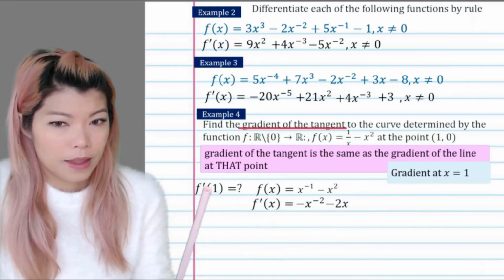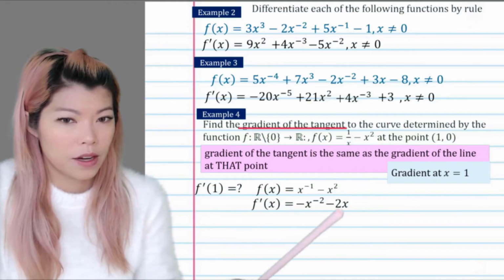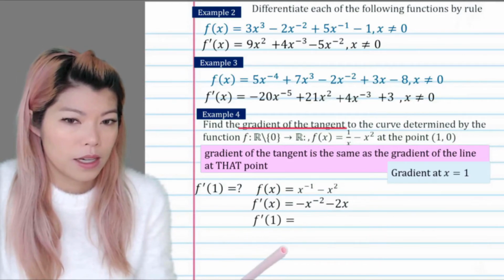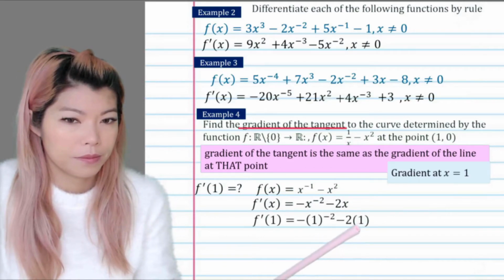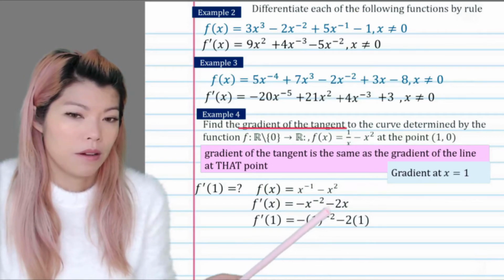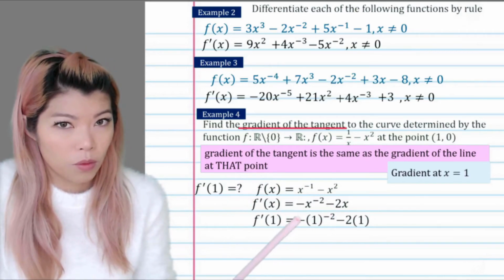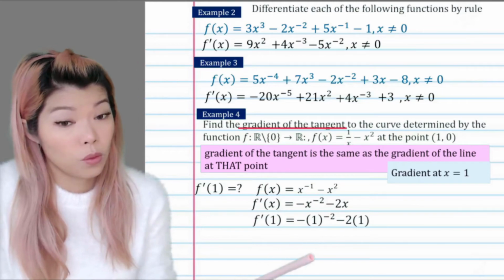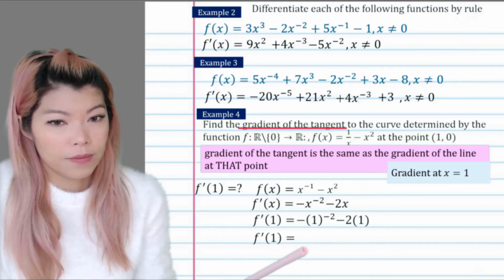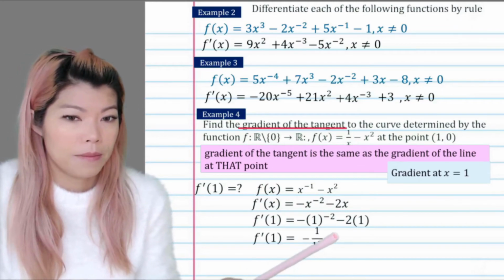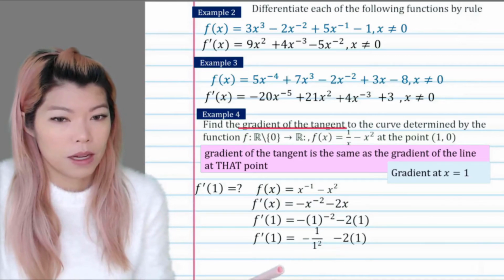So now letting x equal 1 and finding the gradient there. So put 1 in all of this. 1 to the power of negative 2 is 1 over 1 squared, which is just 1, or minus 1, sorry. And then minus 2 times 1 is minus 2.